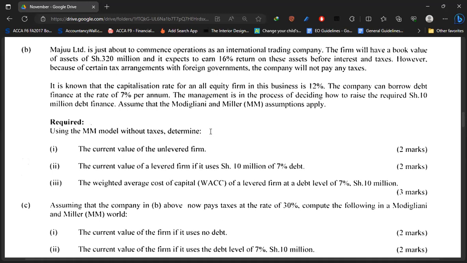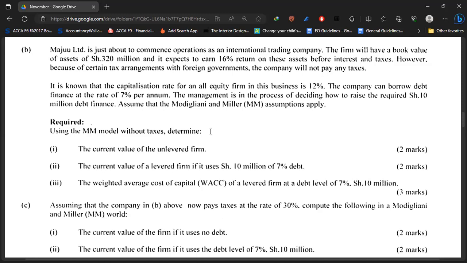Now, we are being told that the capitalization rate for an all-equity firm in the business is 12%. Capitalization rate is going to be used as the cost of equity. Now, the company can borrow debt finance at the rate of 7% per annum. The management is in the process of deciding how to raise the required 10 million debt finance. Assuming the Modigliani assumptions apply, we are being told, number 1, to calculate the current value of the unlevered firm. The current market value, that is MM1.